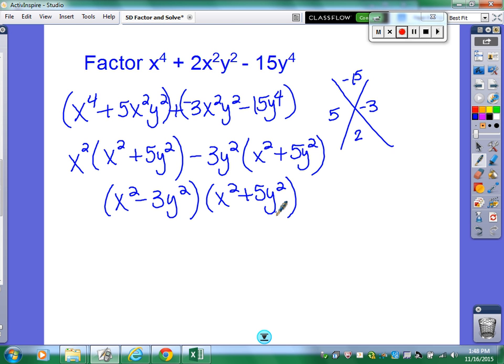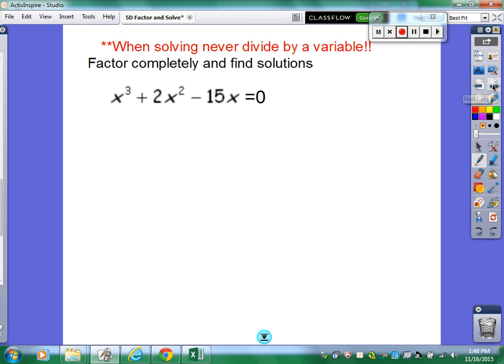Alright, a couple more. Write down the following. Factor completely and find the solutions. We have x to the third plus 2x squared minus 15x equals 0.